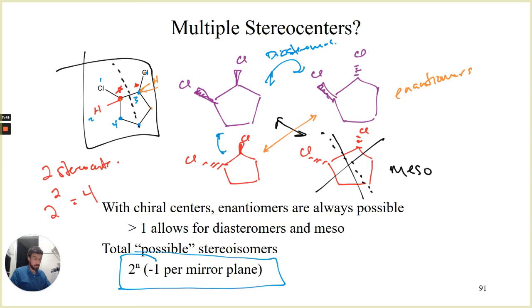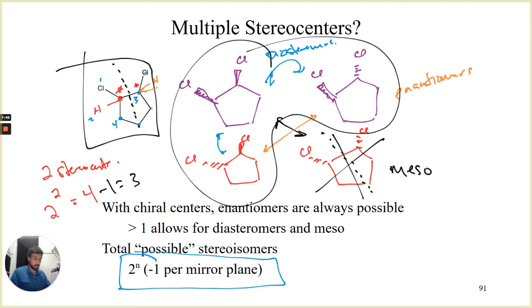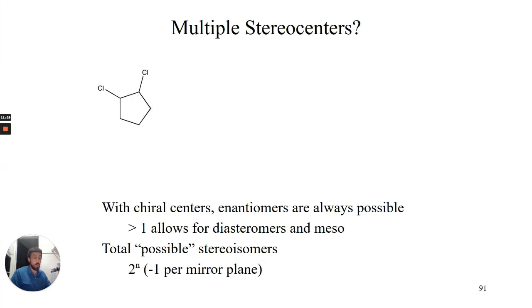But I do have that mirror plane through the molecule, so -1, 3. Where's my 3? They're the 3 stereoisomers that I drew up. Okay, that went awfully fast. You will see more advanced questions with that.